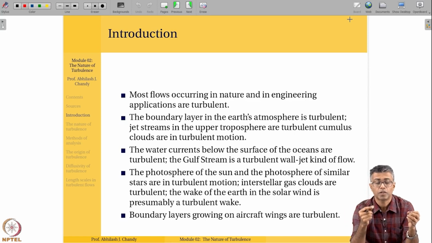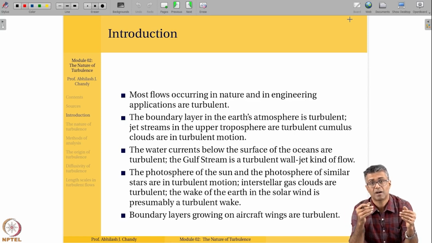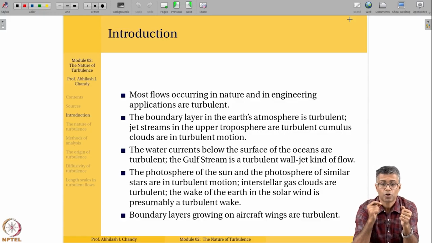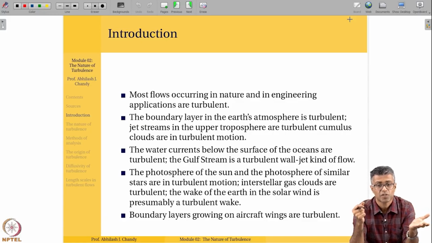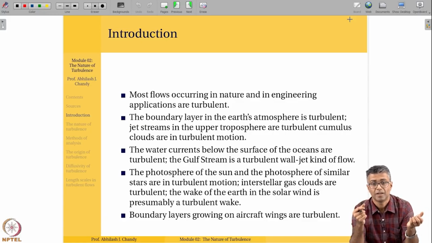Another one. The water currents below the surface of the oceans are turbulent. The Gulf Stream is a turbulent wall jet kind of flow. These are again flows that occur in nature that are turbulent. Again, more examples. The photosphere of the sun, the photosphere of similar stars, they are in turbulent motion. The interstellar gas clouds, they are again turbulent. The wake of the earth, imagine the scale of that. The wake of the earth, the solar wind, is possibly a turbulent wake.